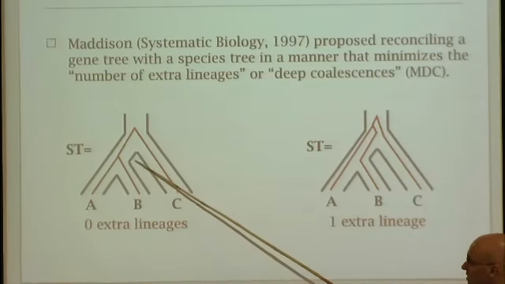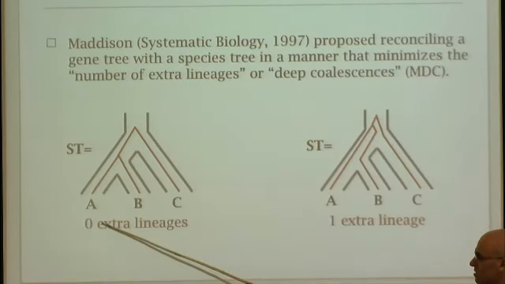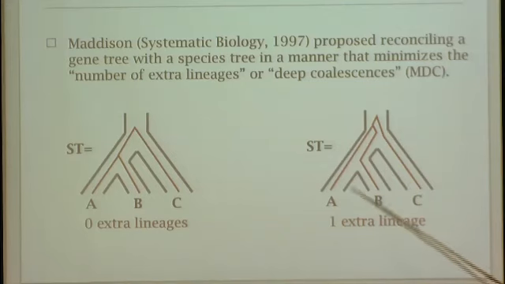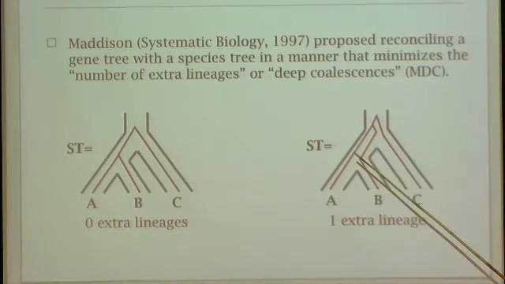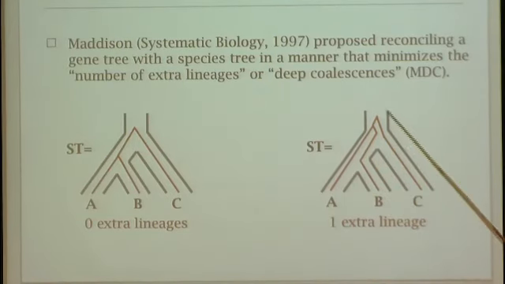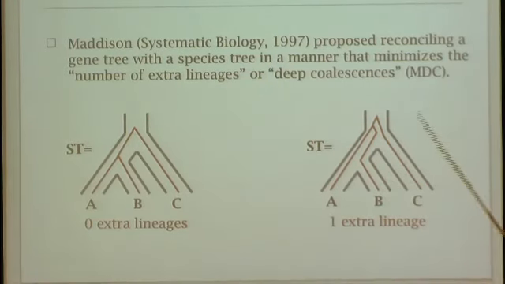So in this case, we have 0 extra lineages here and 0, 0, 0. So there are 0 extra lineages over the entire tree. Here, A and B did not coalesce. So within this branch, we have one extra lineage. Okay, so one extra lineage here, 0, 0, 0, and 0 here. So overall, we have one extra lineage given this coalescent history.